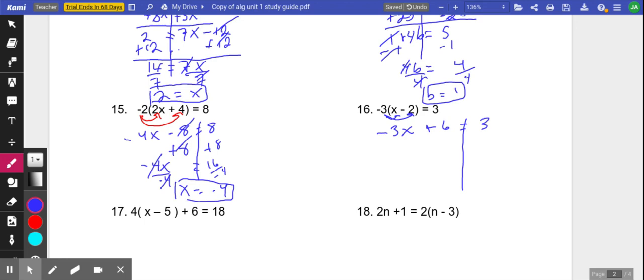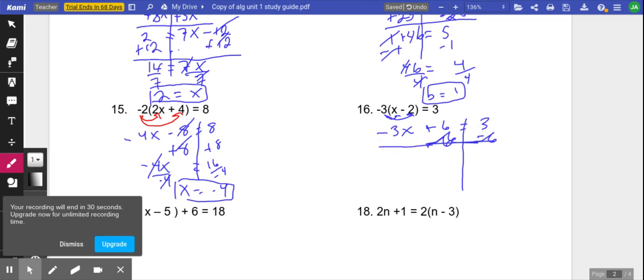And it's not writing. Ooh, okay, so that was me subtracting 6 from both sides. So then we have negative 3x equals 3 minus 6, which is negative 3. Then to get the x alone, we divide by negative 3 on both sides. And x equals 1.